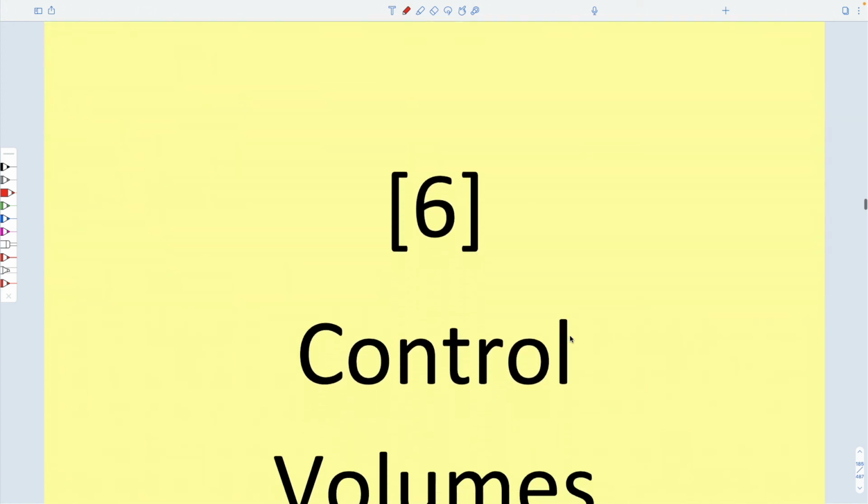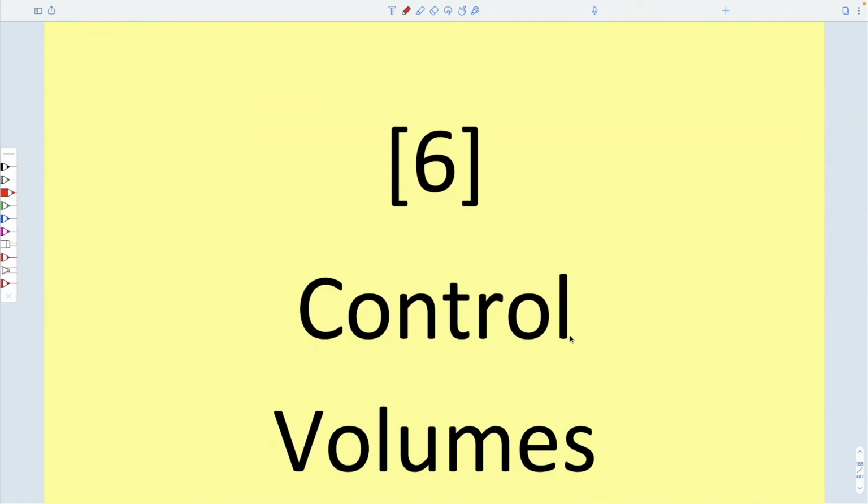And so we finished Bernoulli. Next 3 sessions, 3 weeks, we'll talk about conservation of mass, continuity equation, conservation of momentum and energy. That'll take us the first 3 weeks.